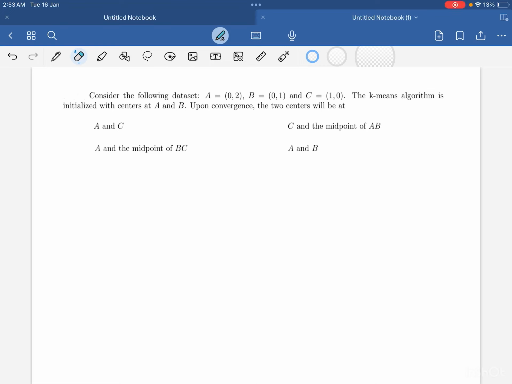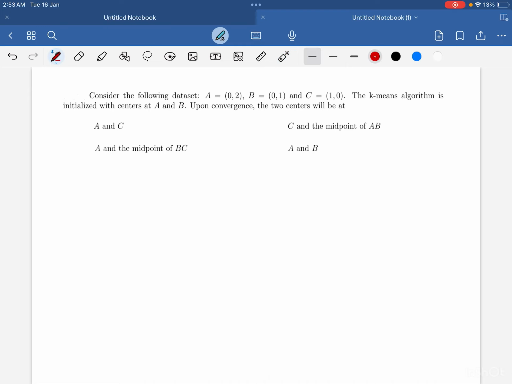Okay, so let's look at this question. This question is based on the k-means algorithm. Consider the following dataset. We have been given the coordinates of the points, and the k-means algorithm is initialized with our centroids at points A and B. Upon convergence, the two centers will be at: option A, option B, option C, option D.